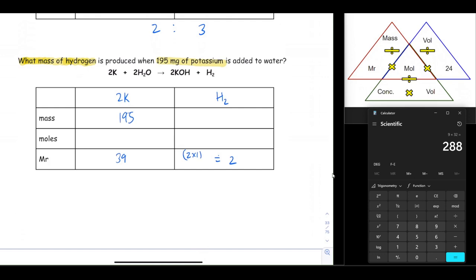So, 195 divided by 39 gives us 5 moles. 5 moles, divide by 2 because our ratio is 2 to 1. So divide by 2 gives us 2.5 moles. So 2.5 moles times by the relative molecular mass of 2 gives us 5 milligrams of H2.